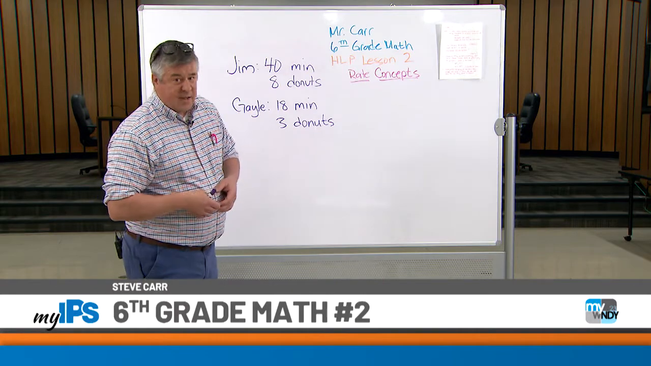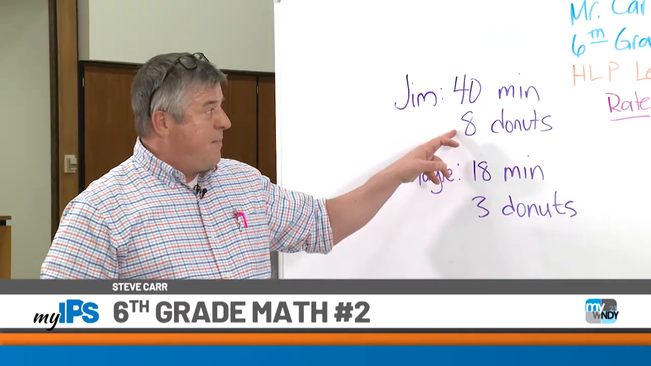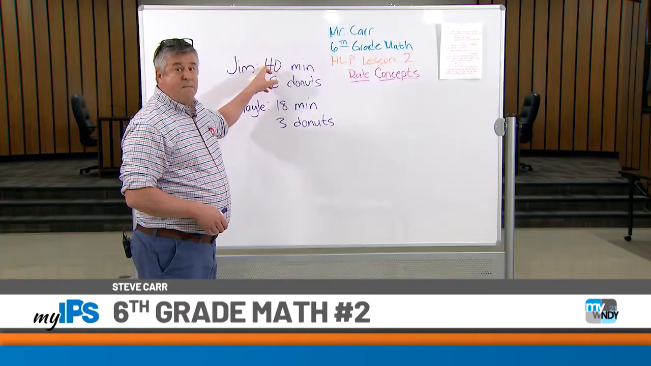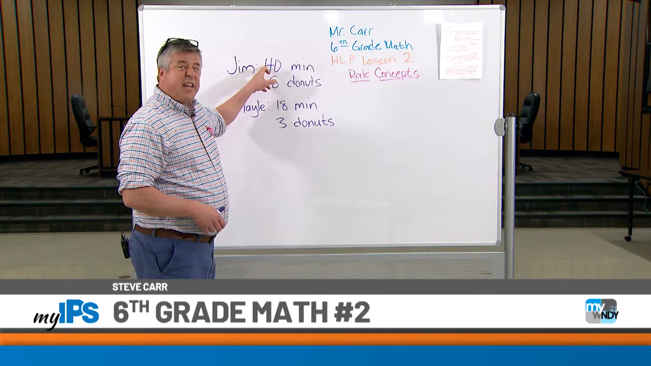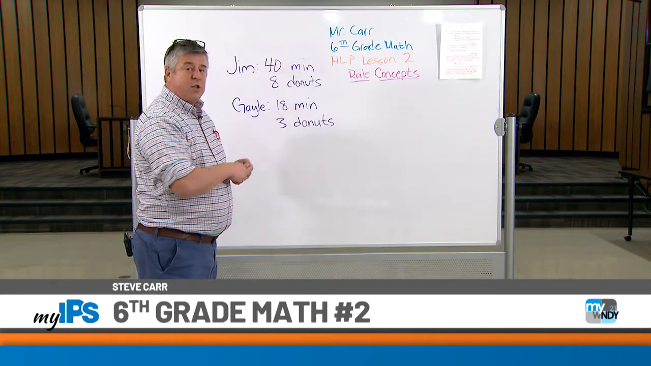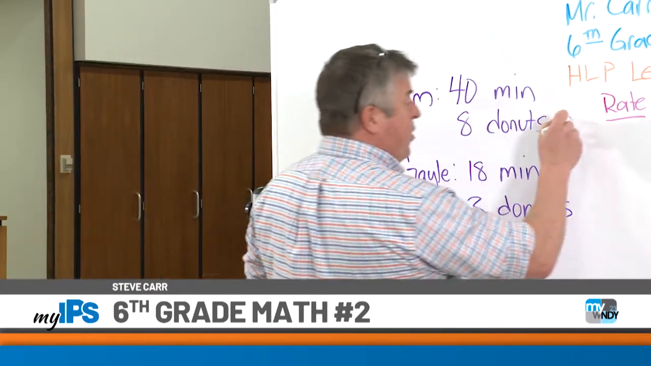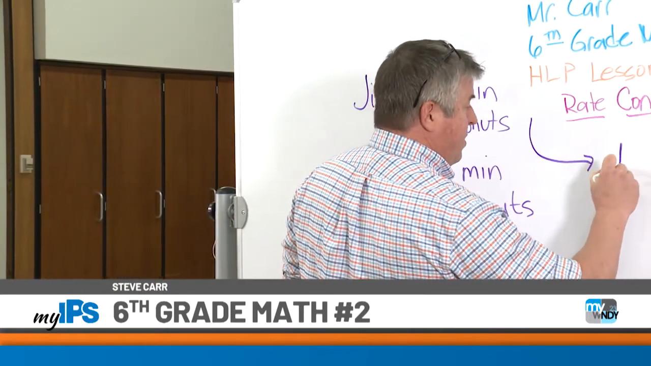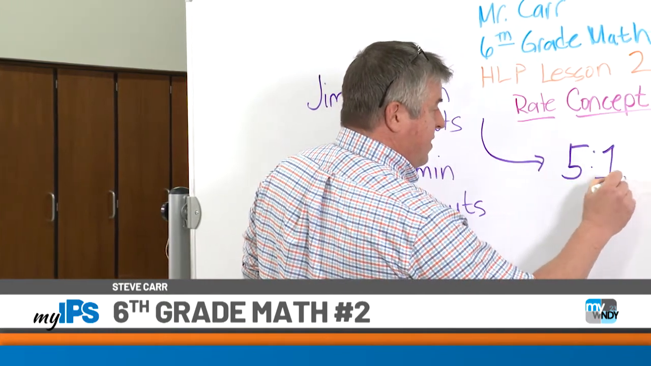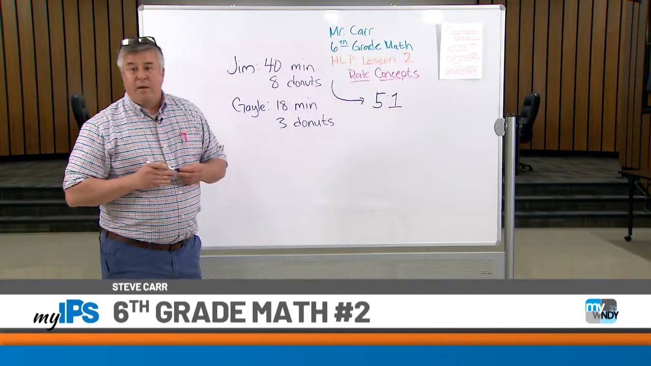8 divided by 8 is 1. If we split our donuts into 8 parts, we're going to need to split our minutes into 8 parts. And each of those 8 groups will correspond with a donut. 40 divided by 8 is going to give us 5, which means that Jim takes 5 minutes to make 1 donut.